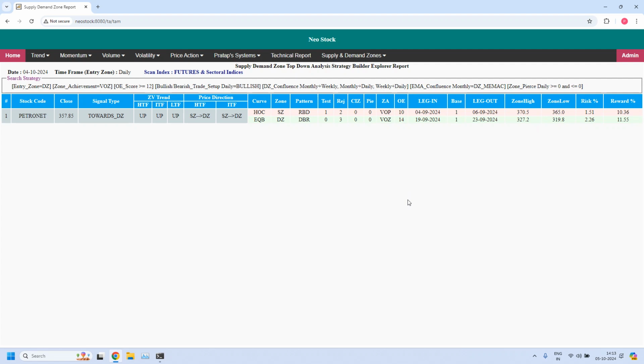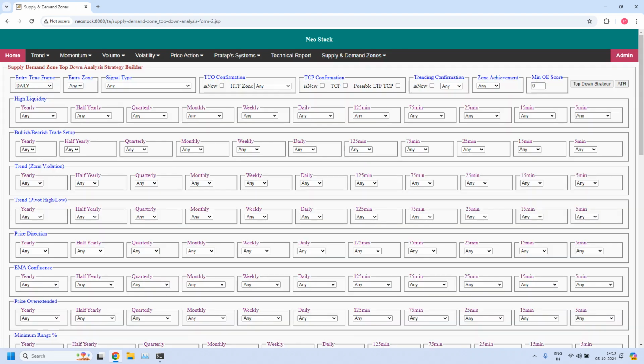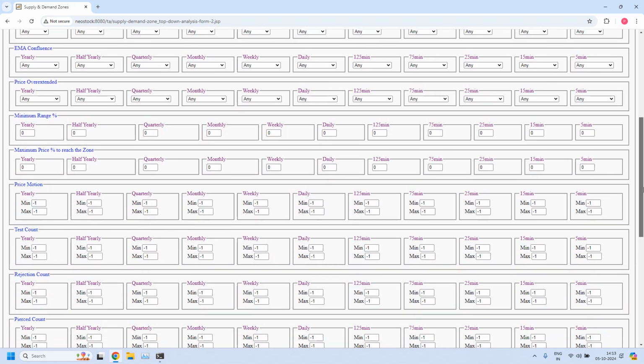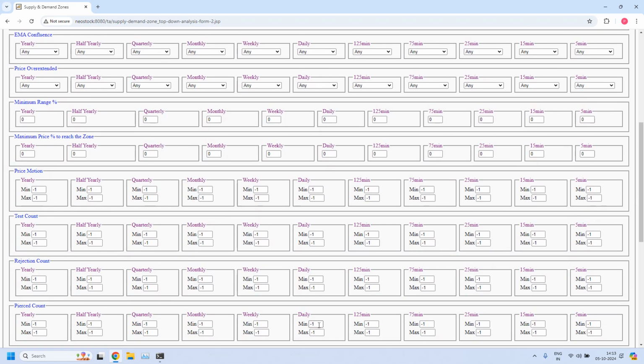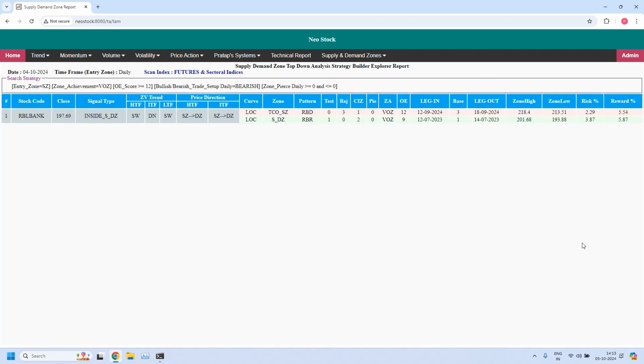Okay, next, bearish trade setup for monthly income trade, that is entry time frame daily, entry zone supply zone. In bullish or bearish trade setup, at daily I am selecting bearish, and the daily supply zone should not be pierced. So in the pierced count at daily time frame, minimum value 0, maximum value 0. And the zone achievement should be violated opposing zone, minimum odd enhancer score 12. All the three filters are applied to daily supply zone. Let's verify. One stock is filtered.